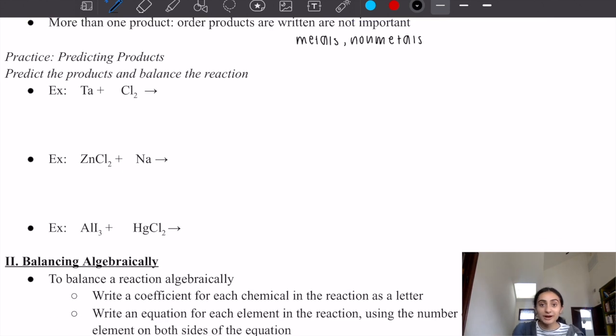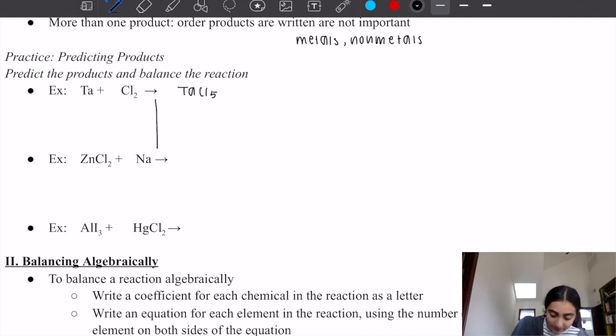Okay, so now we're going to practice predicting some products. First, we have Ta and Cl2, and we know that those are two elements as reactants. So this is a synthesis reaction, and our product is going to be a compound. So I'm going to write out the compound by using the charges for tantalum and chlorine. So tantalum has a +5 charge, and chlorine has a -1 charge. So our product is going to be TaCl5.